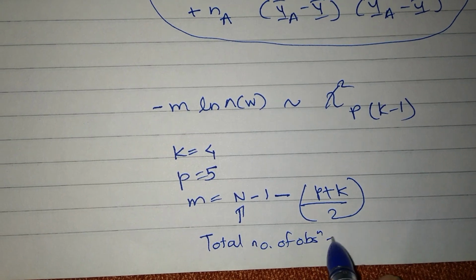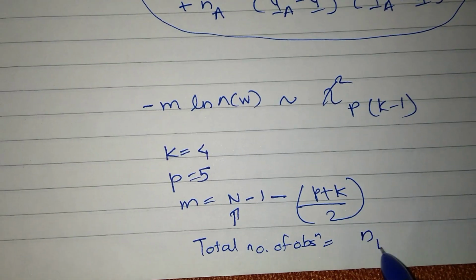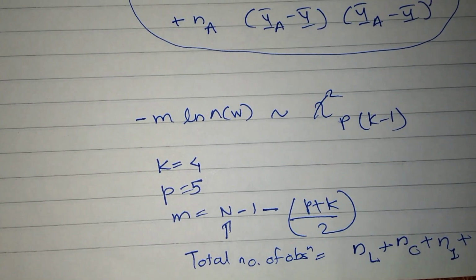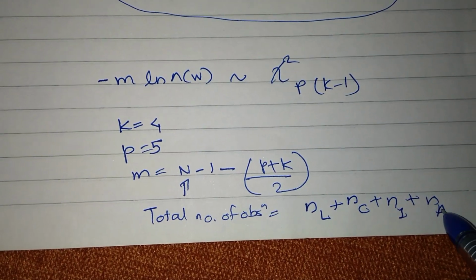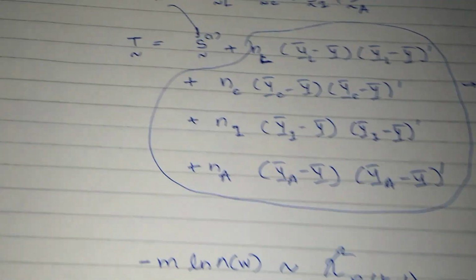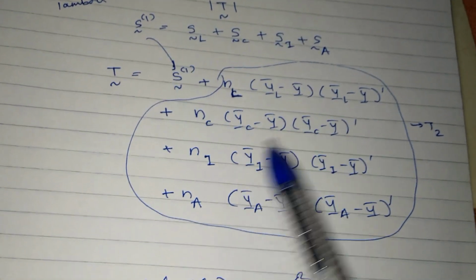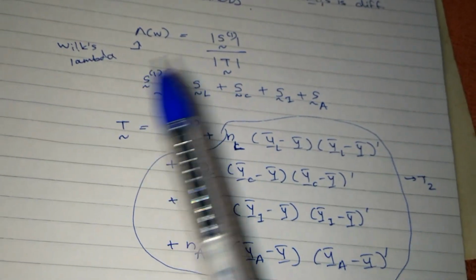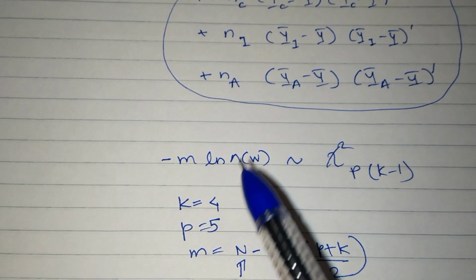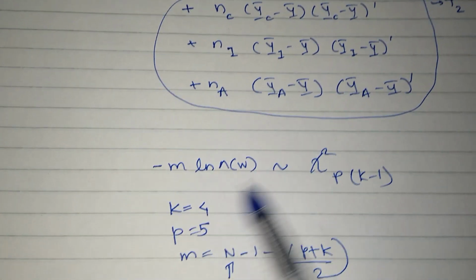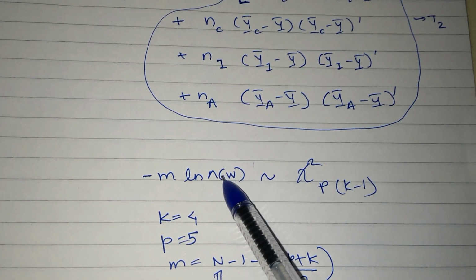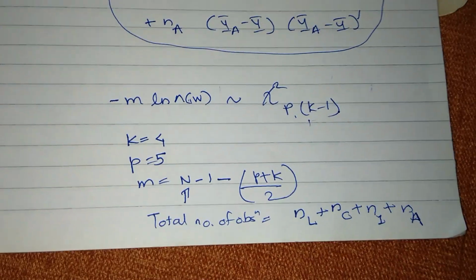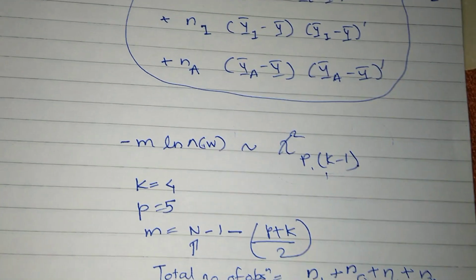So basically this n would be NL plus NC plus NI plus NA. Once I have this formula, first I can compute S, then I can compute this second term T2, then I'll get T as S1 plus T2, then I'll compute lambda W as the ratio of the two determinants. Then minus m ln lambda would be my calculated value of the test statistic. I would compare it with the quantile of this chi-square with p into k minus 1 degrees of freedom. Is it okay? So let us now go to R and do these calculations.